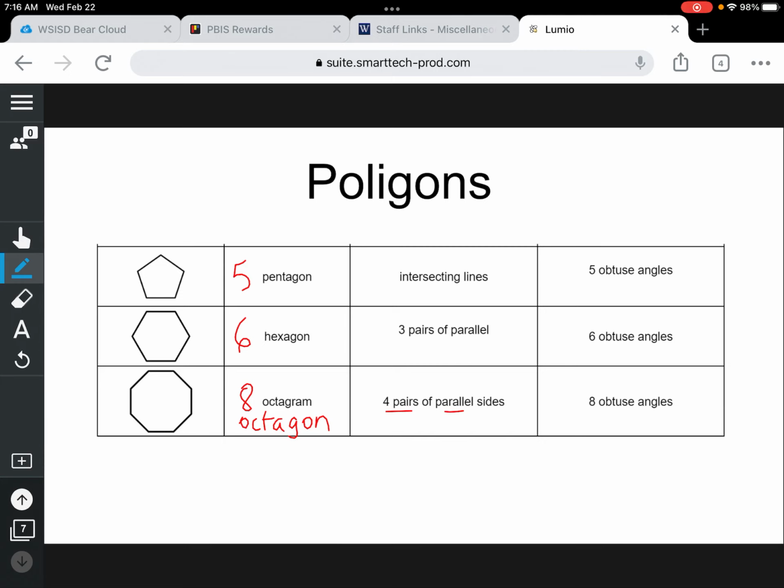What we need to remember about these polygons is that they all have obtuse angles, because the more sides you add, the angles will stretch out. So let's remember, the more lines, the angles will stretch out and they will be all obtuse. Also, the number of parallel sides will increase because they have more chances to run parallel to each other.